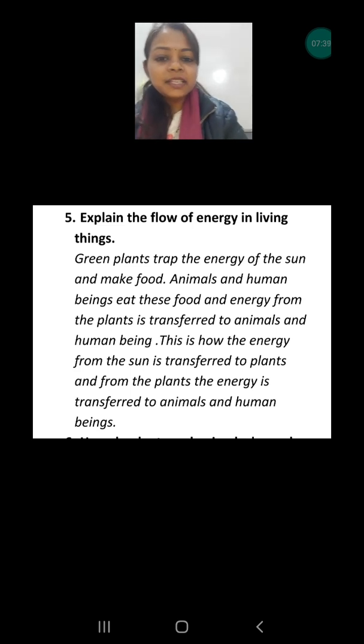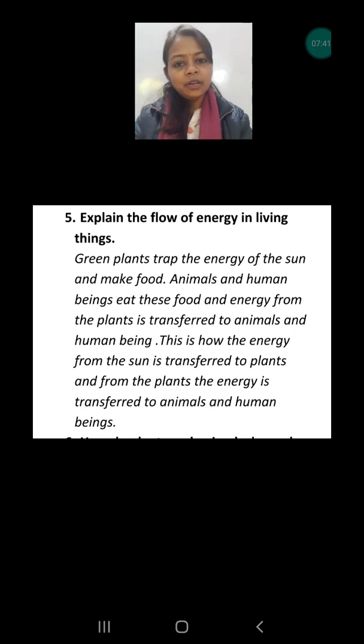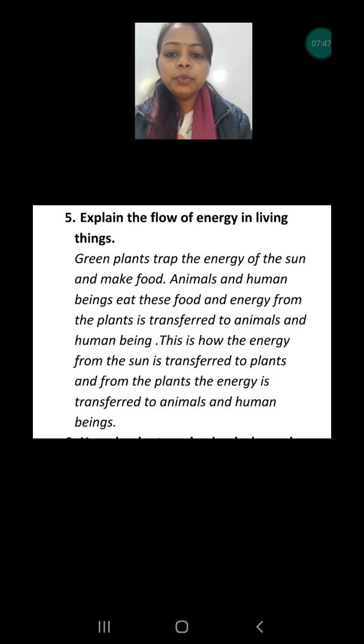So let's read this answer. It will explain to you nicely. Green plants trap the energy of the sun and make food. Animals and human beings eat this food, and energy from the plants is transferred to animals and human beings. This is how the energy from the sun is transferred to the plant, and from the plant the energy is transferred to the animal and human being, and this is how the energy flows.